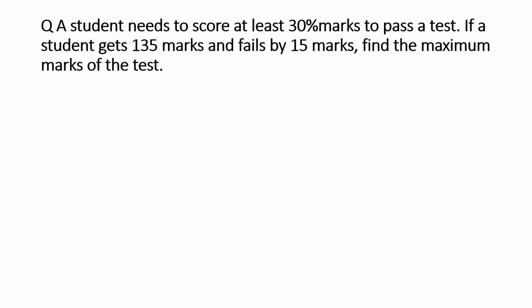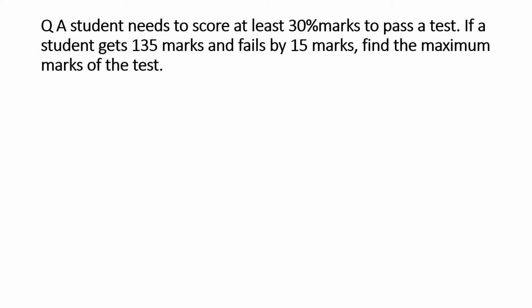A student needs to score at least 30% marks to pass a test, and if a student gets 135 marks and fails by 15 marks, find the maximum marks of the test. We need to find out the maximum marks of the test. And what is given to us? A student got 135 marks and failed by 15 marks. It means the passing mark is 135 plus 15, that is 150. And in terms of percentage, the passing marks is 30%.